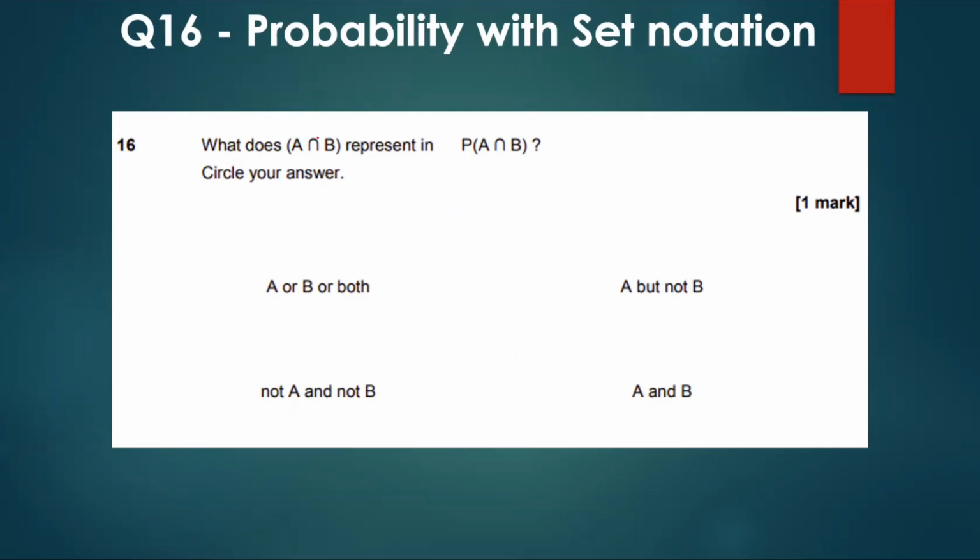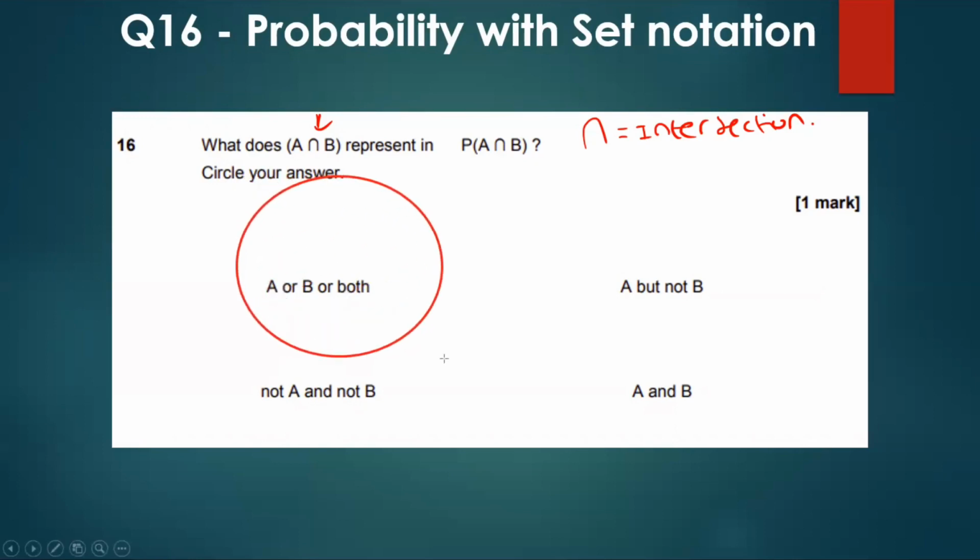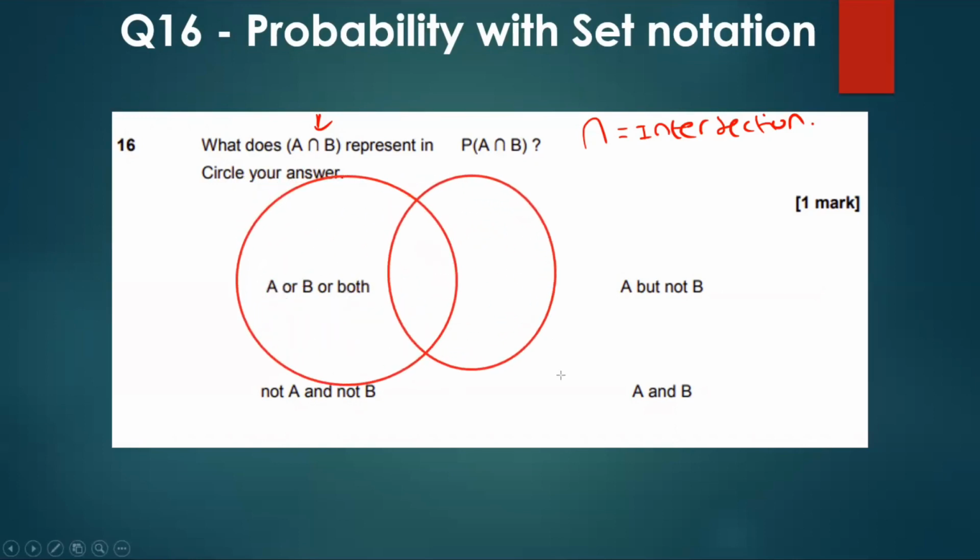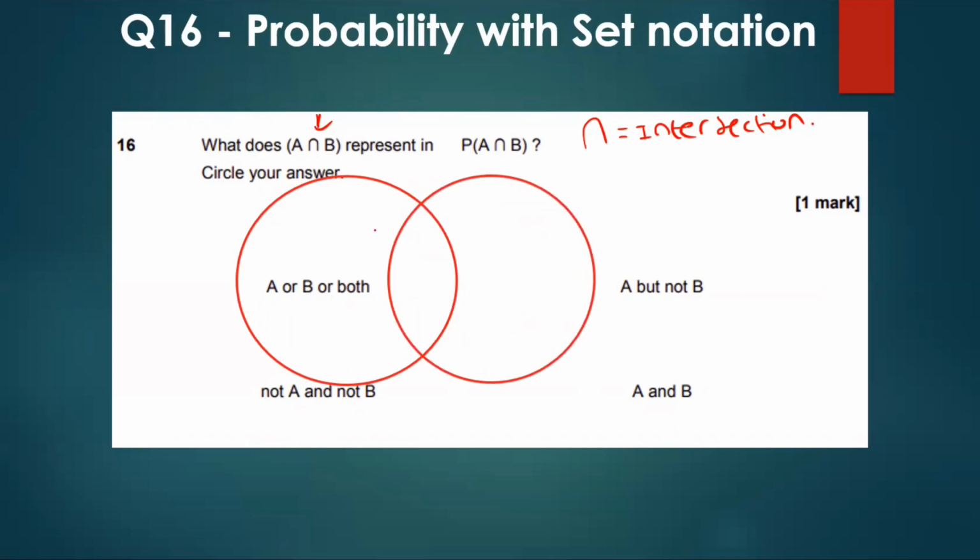We need to first of all be able to understand what this little upside down U means. Well, the upside down U means what we call the intersection. So what I'm going to do is actually show you what I mean when I say the intersection. If I've got 2 circles, and I've got a Venn diagram, okay, when I've got A and B, it means this part here is the intersection.